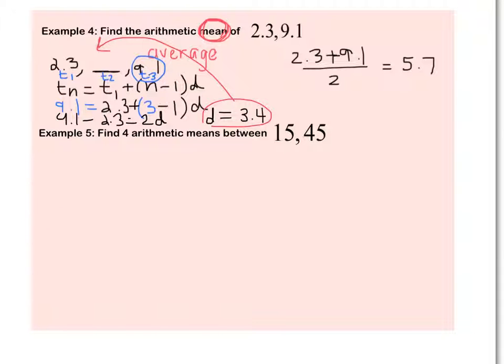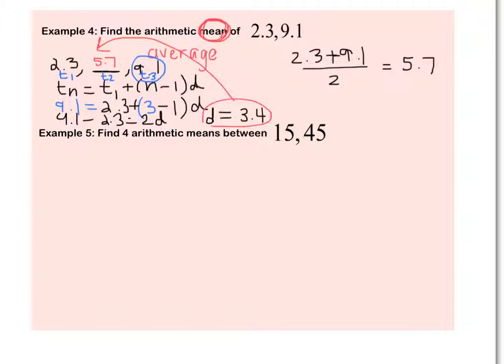So if I come back to this problem up here, if I took 2.3 and used my common difference of 3.4, I'm going to get 5.7. And then 3.4 more than that is 9.1. So that's another way, using the formula to find the arithmetic mean, but it does the same thing as finding the average, which is what you remember from your previous math class.